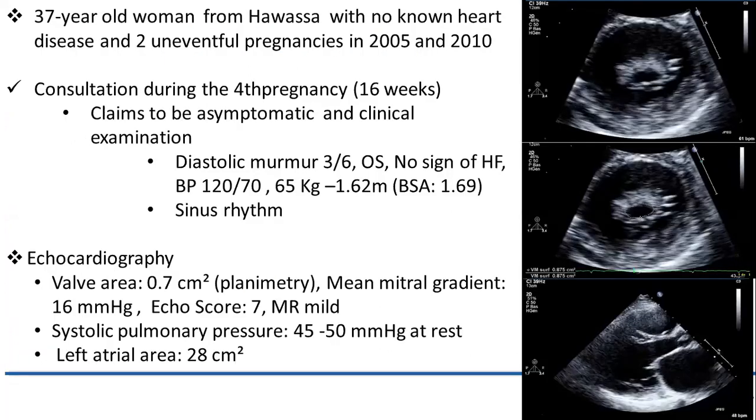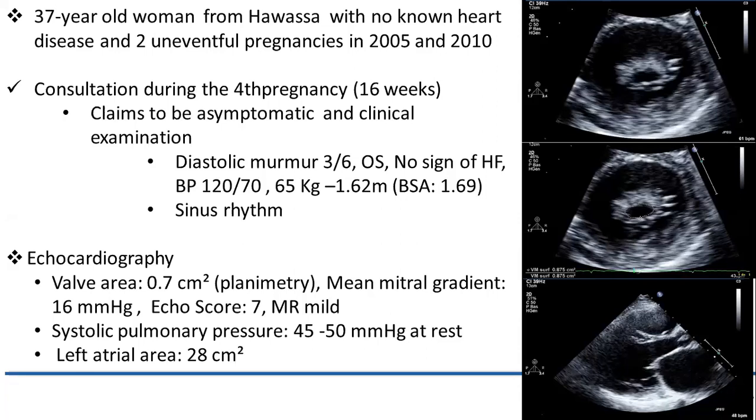This is a patient we managed 2 years back in our hospital. This is a 37-year-old woman from Hawassa with no known heart disease in the past. She had 2 uneventful pregnancies, in 2005 and 2010 European calendar. We were consulted during the 4th month of pregnancy, that is 16 weeks. She claims to be asymptomatic, but she has a grade 3 diastolic murmur and opening snap, with no sign of heart failure. BP is normal.